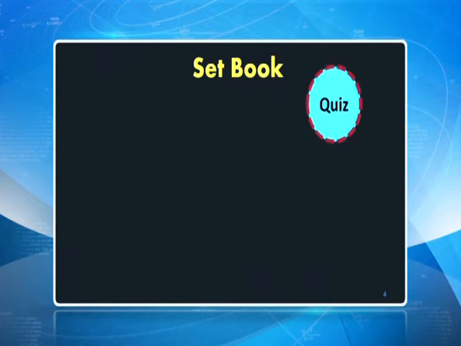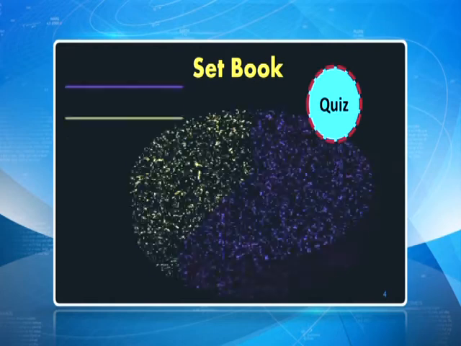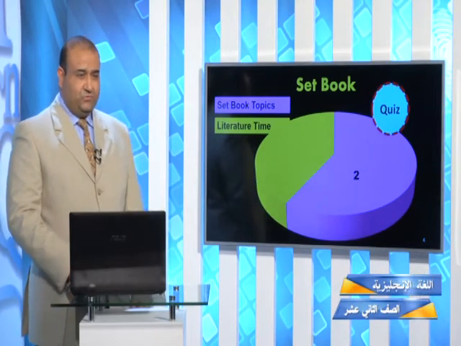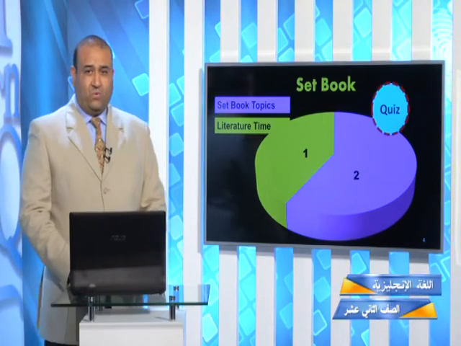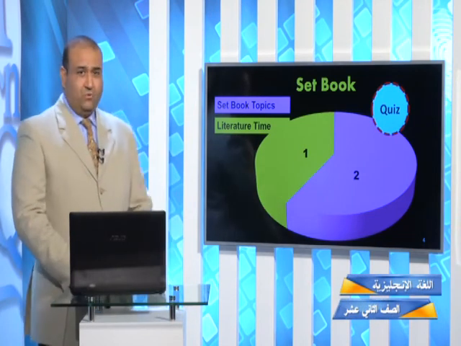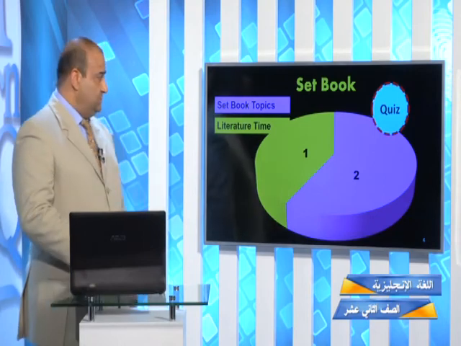Let's talk about the quiz. In the quiz, you will have set book topics, and you will have questions about literature time. As this graph shows here, you will have two questions related to your textbook, Over to You, and only one question related to literature time. And of course here, as you notice, there are no options, there are no choices.